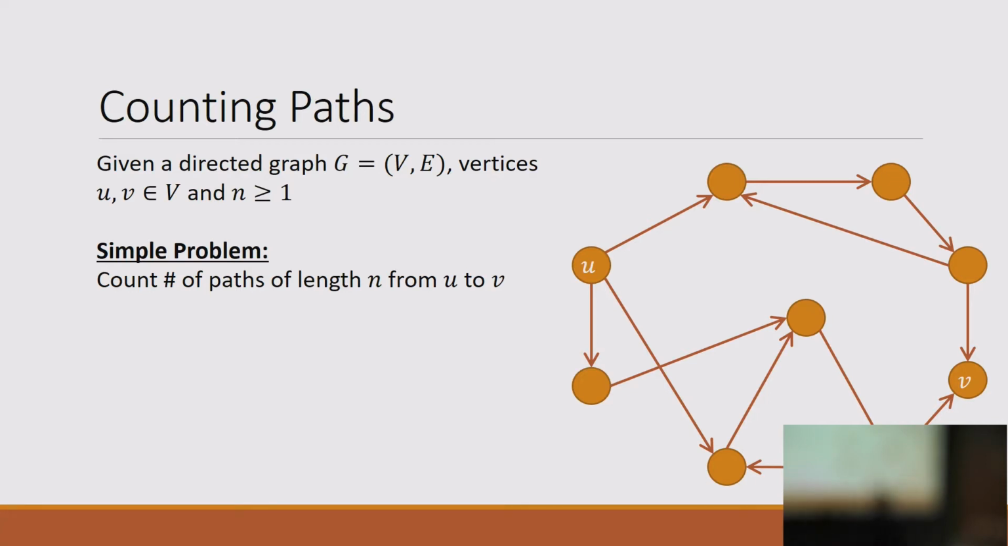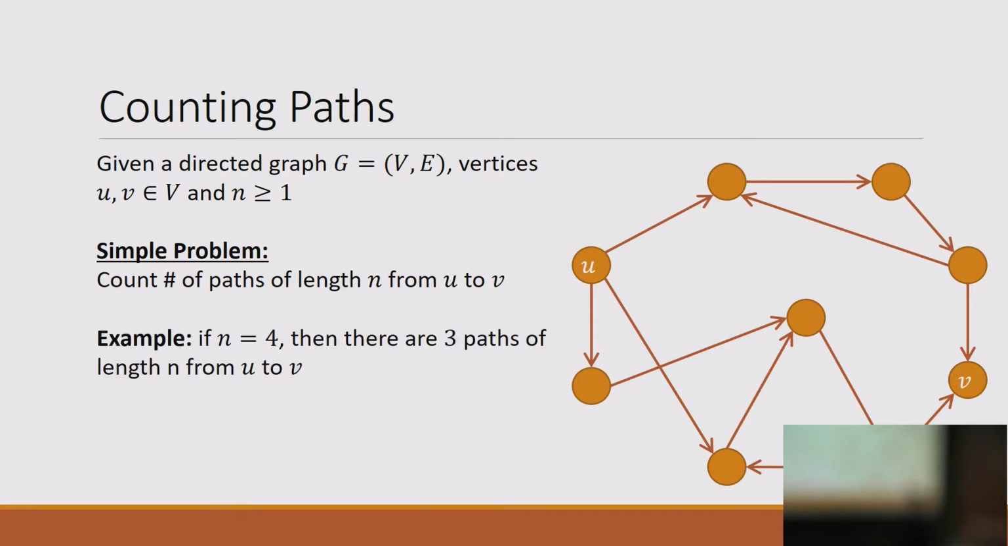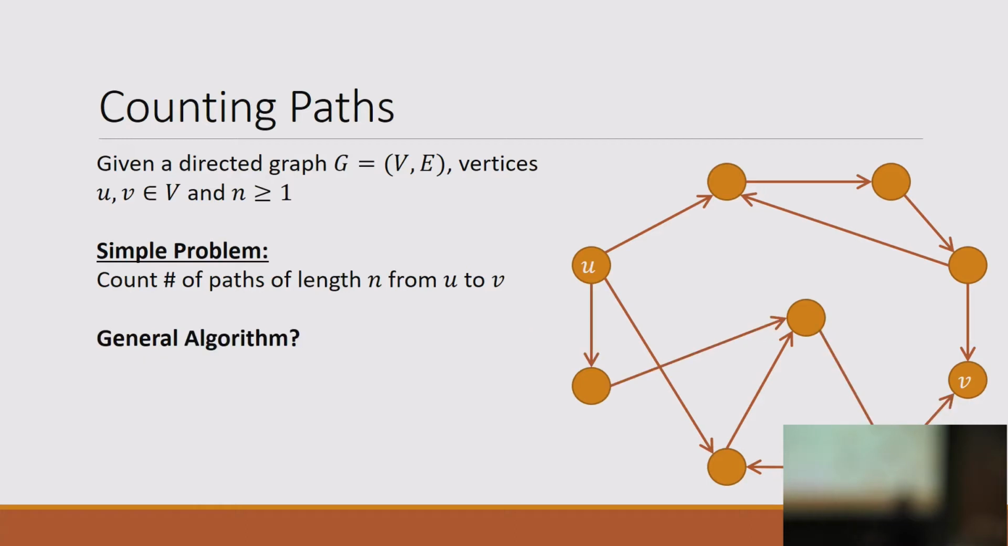For example, in this graph, I have two vertices u and v, and I could ask you to count the number of paths of length n equals 4 between u and v. If that was the input, the answer is easy to see. There's just three paths. There's one on top, and another path down here, and another path down here, all of length 4 between just two distinguished vertices. But what's the general algorithm?